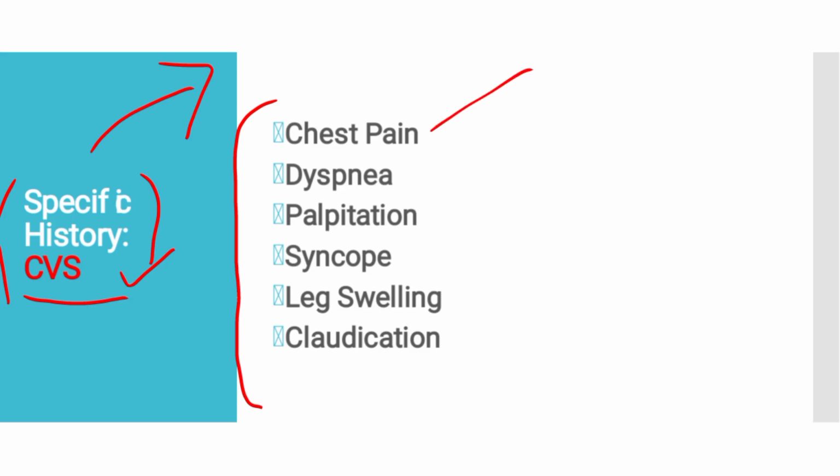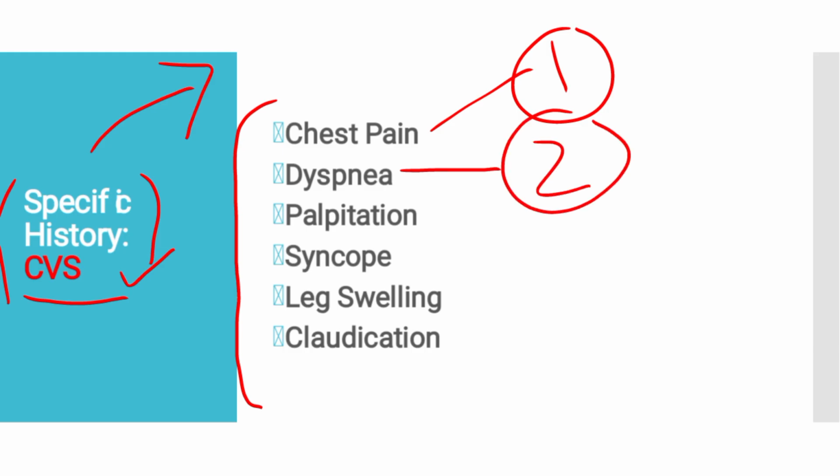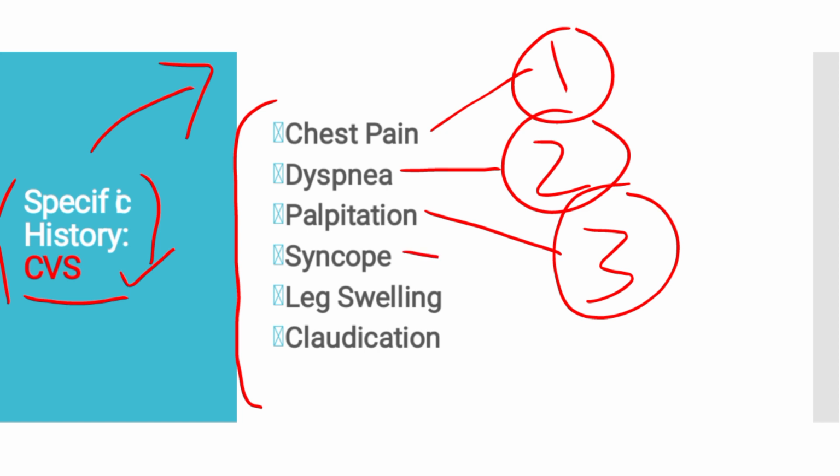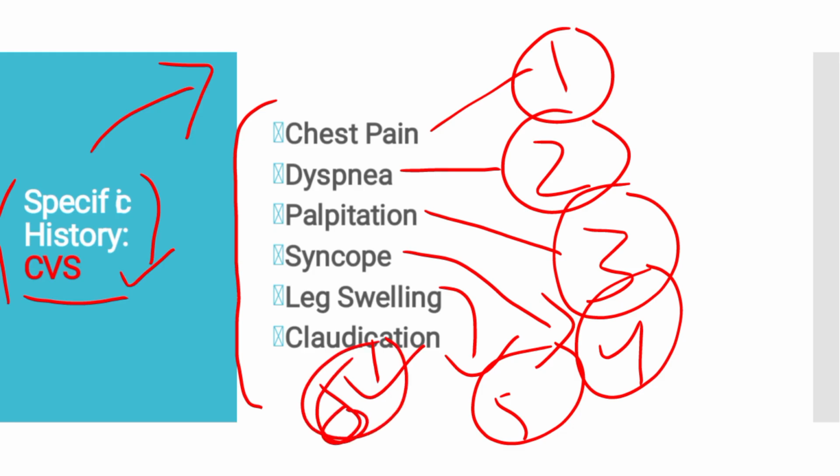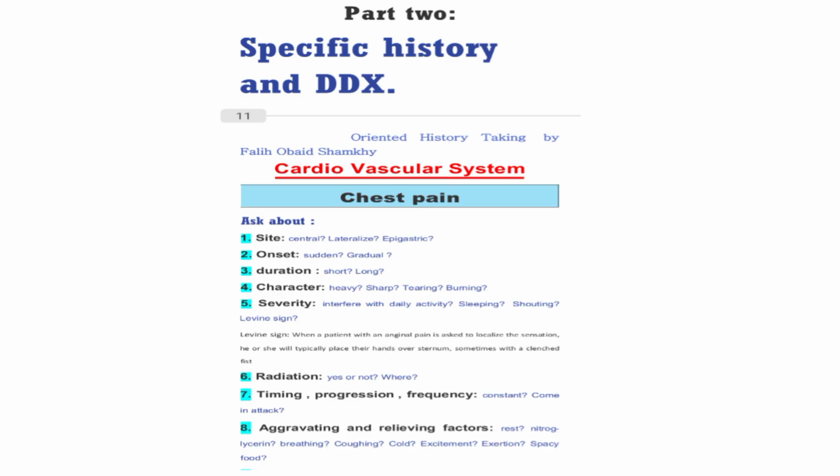First, we have cardiovascular system related chest pain, dyspnea if there is shortness of breath, palpitation, awareness of heartbeat, syncope means faintness or dizziness, swelling in the leg or edema, or any kind of claudication. It's of neuromuscular cause. These are the six things we will discuss. First, we have chest pain.